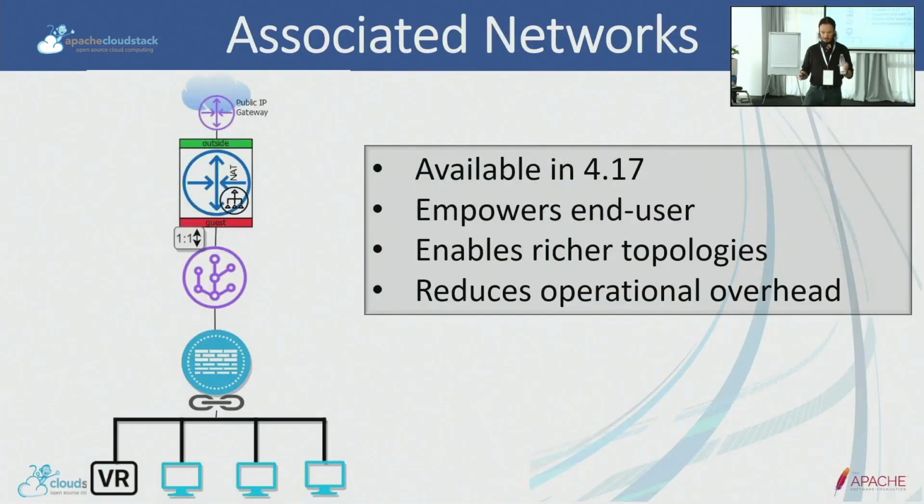So that's basically the concept of associated networks. It's available in 4.17. It's implemented in two features, user shared networks and user driven private gateways. It enables much richer topologies in CloudStack and reduces lots of the overhead. So no need to go and ask your operator to do this and that, and then they don't understand what you really want and go back and forth. So it's a great advantage for the end user and for the cloud operator. And in my experience, the more you enable your end user to create their own topologies, the more creative they get, the more they consume your cloud as well.